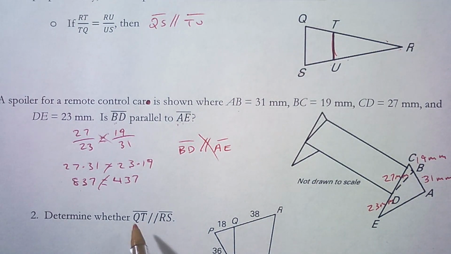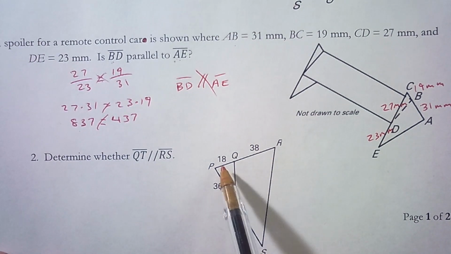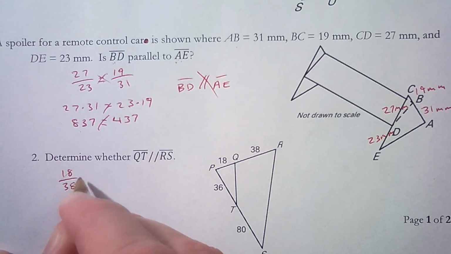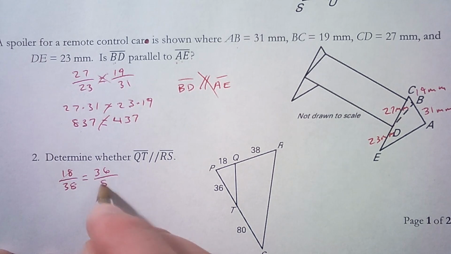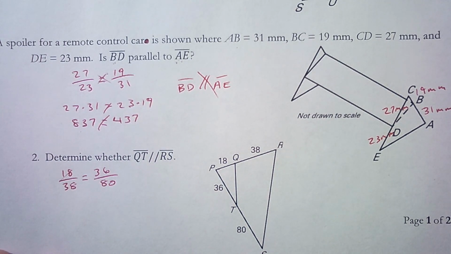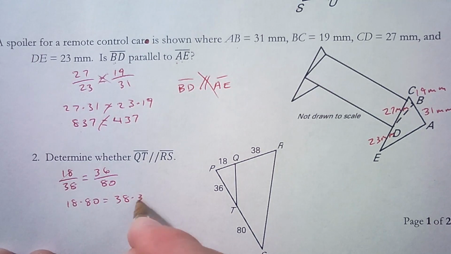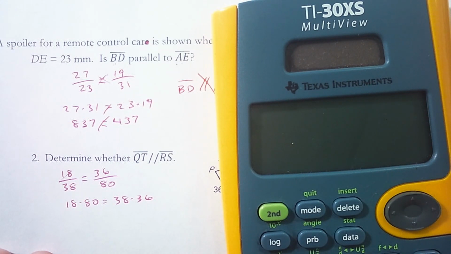So is segment QT parallel to segment RS? Okay, so we've got 18 is to 38 as 36 is to 80. Okay, so we want to know if that is a true proportion. So let's check our cross products. We've got 18 times 80 and 38 times 36. If those truly are equal, then the proportion is true and the segments will be parallel.